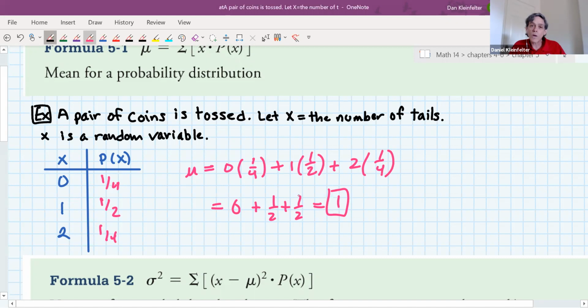Okay, so what does that mean? It means that if you toss 2 coins, you might get no tails, you might get 1 tail, you might get 2 tails. On average, over the long term, if you do it a lot of times, you're going to get an average of 1 tail.